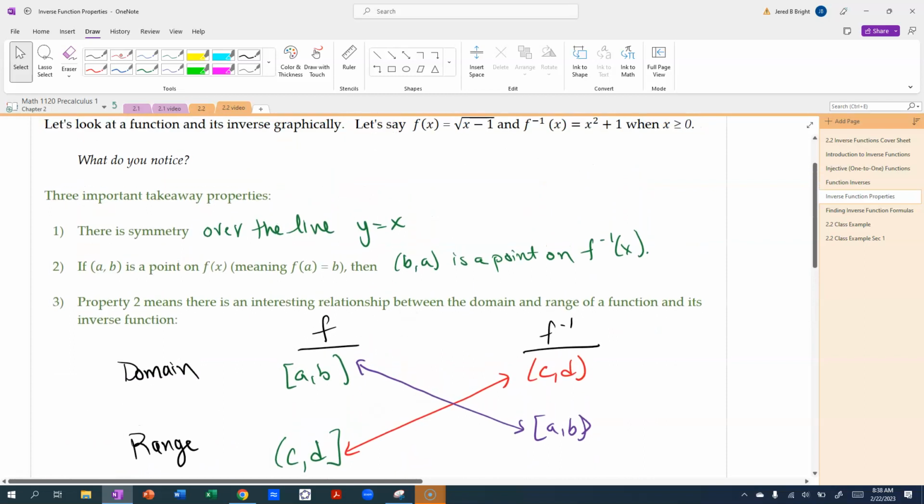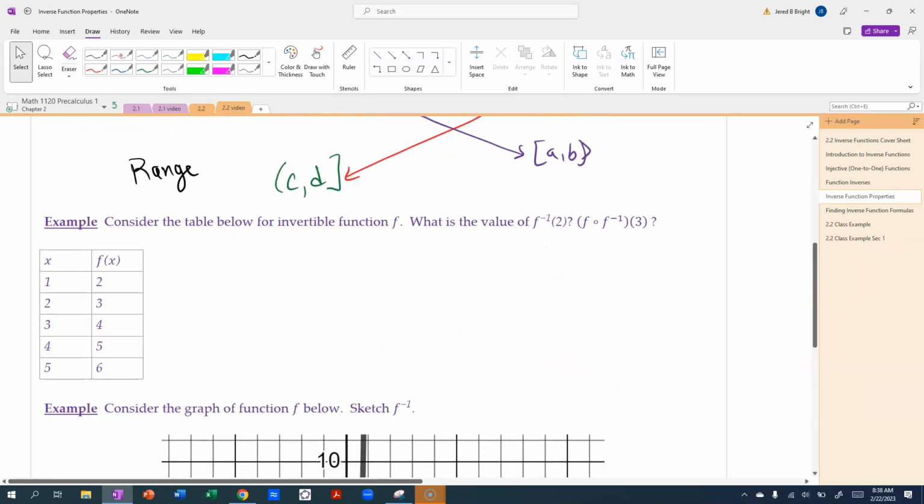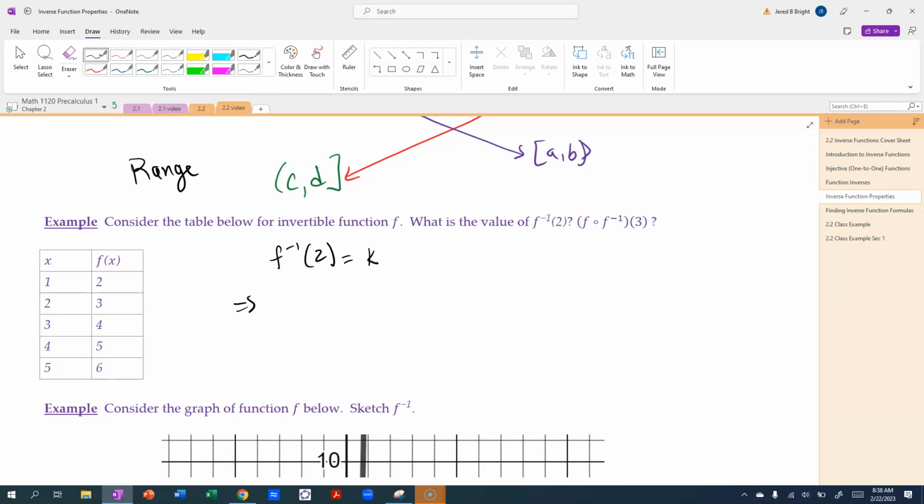So symmetry, the points end up switching between a function and its inverse, and then the domain and range switch as a result. Okay, so when I'm looking at this whole thing, it says, what is the function value for f of 2? Now I just need to think, well, f inverse of 2 is going to be a number. Let's call it k. But then what this means is that if I'm looking at the original function, the inputs and outputs switch. So f of k is equal to 2.